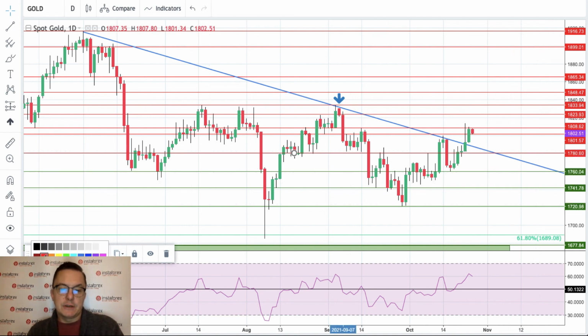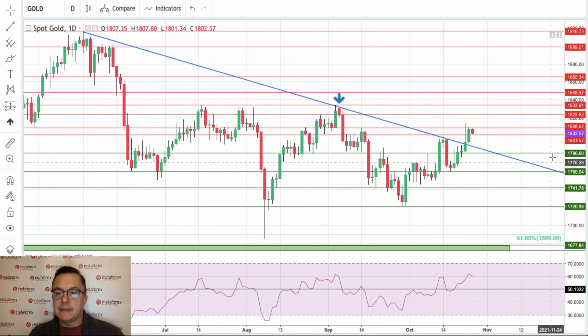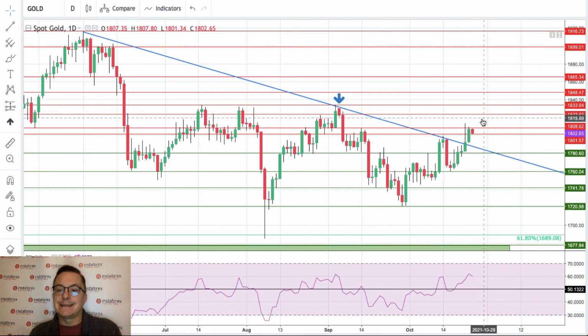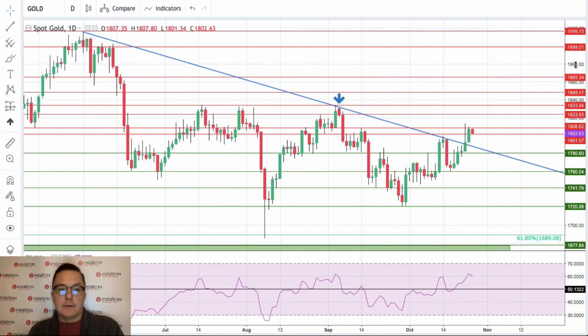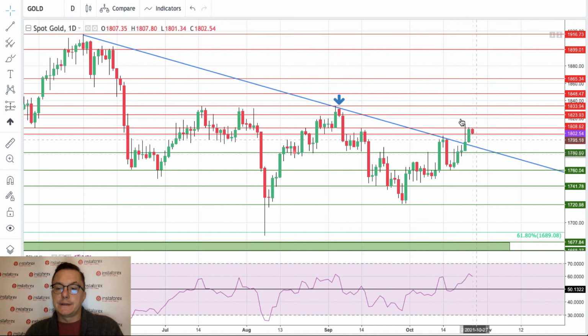As you can see, I'm changing the color of my lines right now. 1780 is technical support and 1760 is technical support. Momentum is strong, positive, supporting the view of the possibility of a 1833 technical resistance test. So I think this market might go up unless this is some sort of false breakout. So we are waiting for the 1813 to clear.